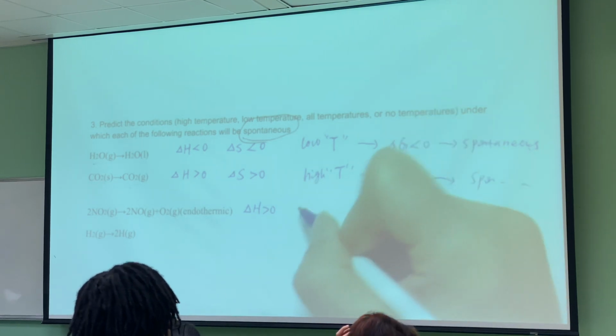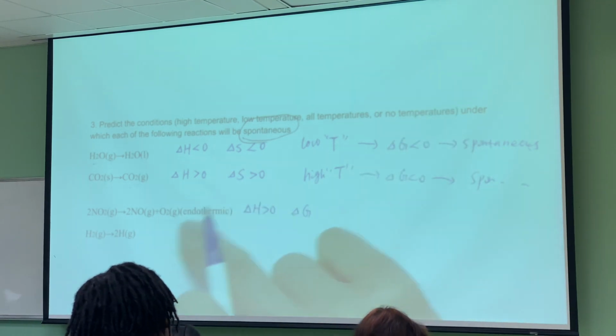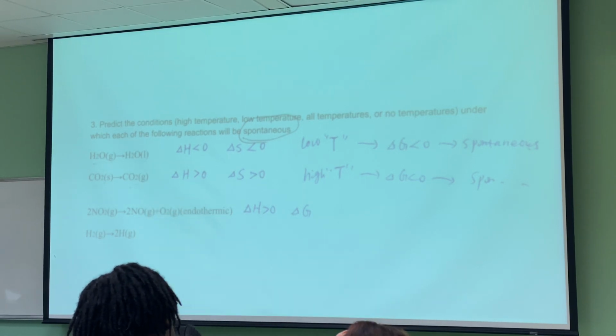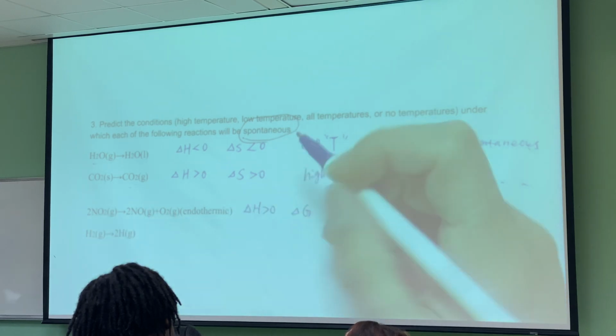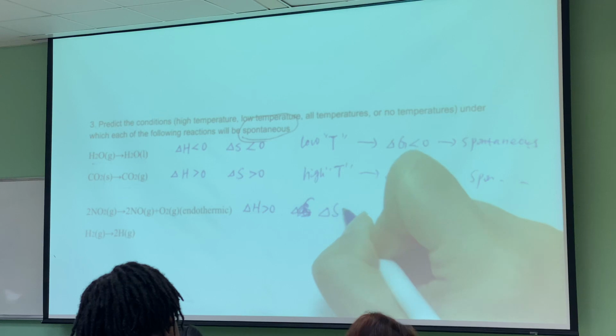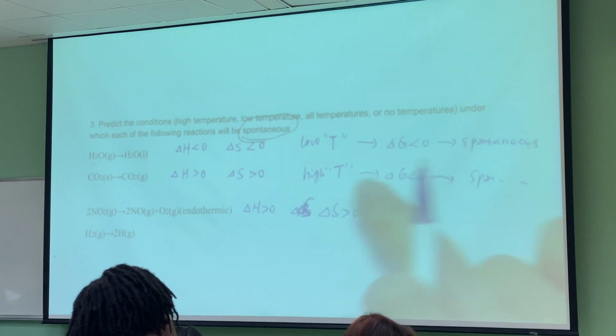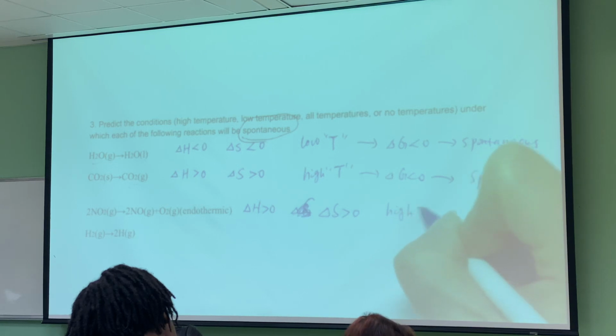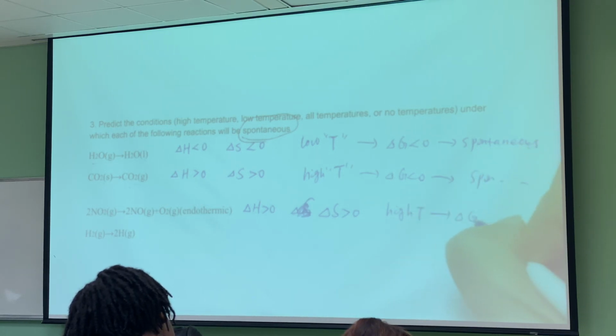How about my delta S? The more gas you have, the larger entropy you get. So 2 plus 1 gets 3 here over 2, right? Delta S, delta S also positive. So now the same as the second one, right? So high temperature. Okay, high temperature.